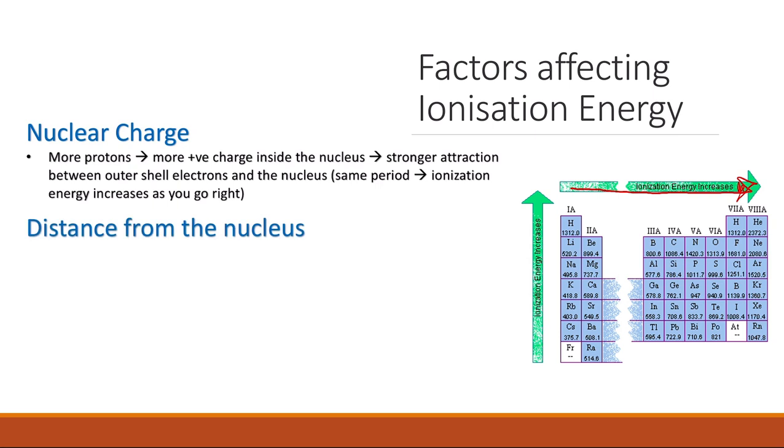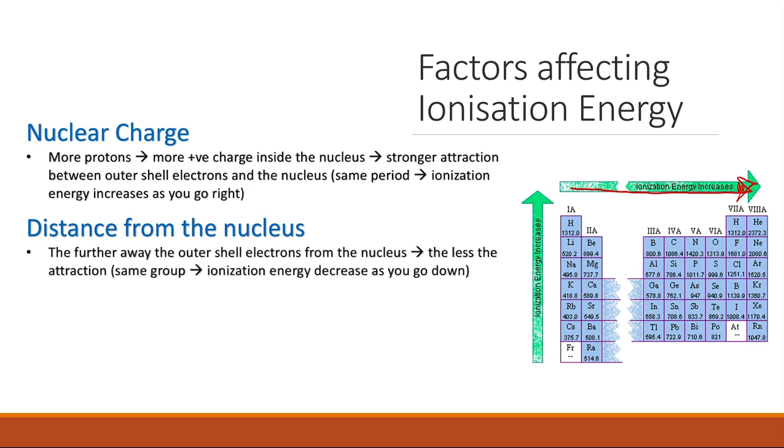The second factor is the distance from the nucleus. As expected, as the outer shell electrons become further away from the nucleus, there is less attraction between the positively charged nucleus and the outer shell electrons, so they become easier to remove. So ionization energy will decrease as we go down the group, or we can say that ionization energy increases as we go up the group, because as you go down the group, the outer shell electrons become further away from the nucleus.